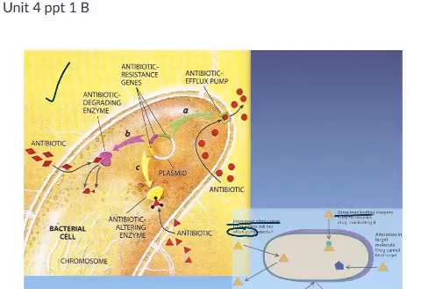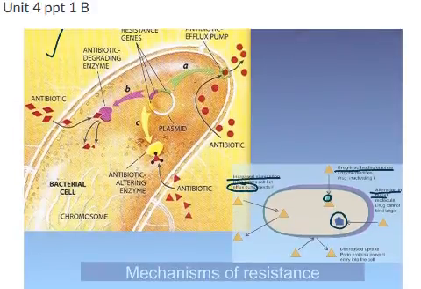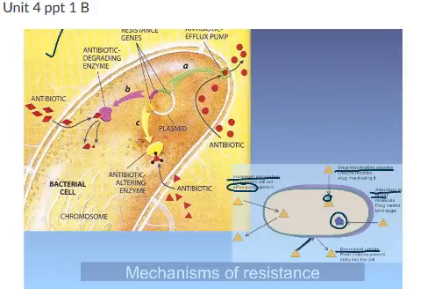We have the drug inactivating enzyme, where the enzyme attaches to the drug, making it not useful. Alteration in target, where the shape changes and therefore it doesn't work. We have decreased uptake, which is the fourth one, where the drug never even has the ability to get into the bacteria to do its job because it doesn't get past the membranes of the bacteria.